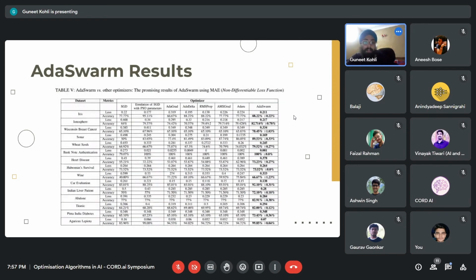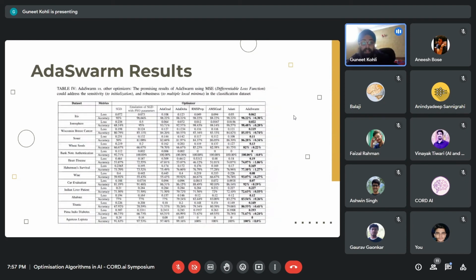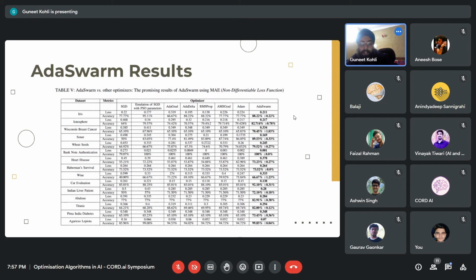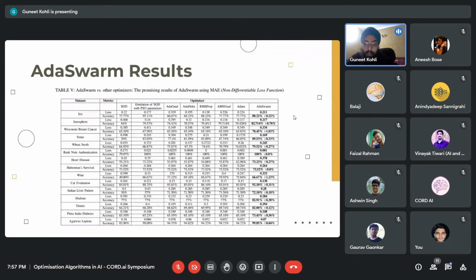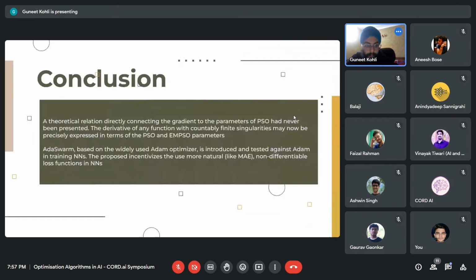They have discussed the same thing, and they are using a differentiable loss function and a non-differentiable loss function, so you have to look at that. They have used these two combinations: differentiable and non-differentiable loss functions. Again, very important. And the conclusion is very simple.